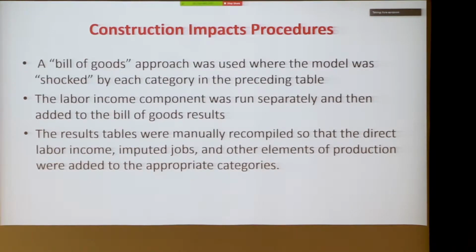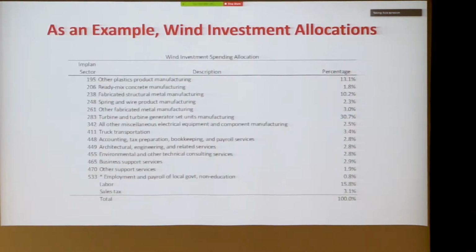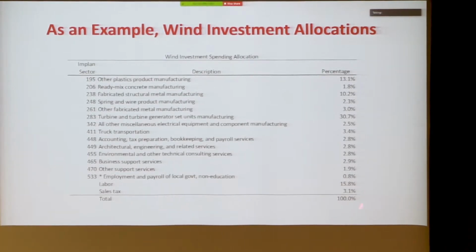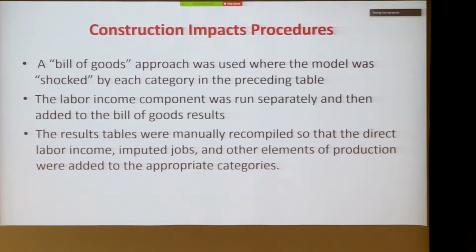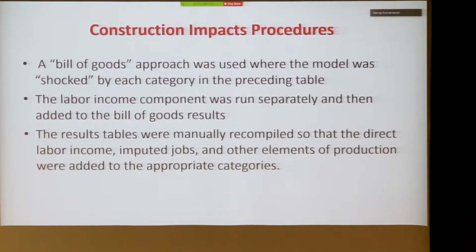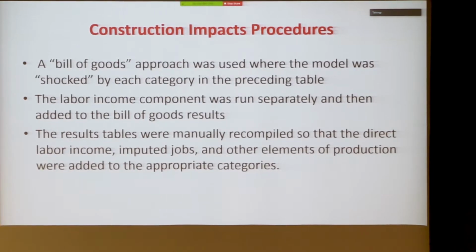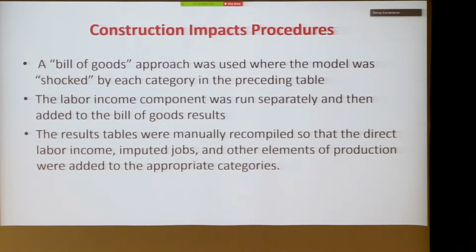Okay, so what do we do? Well, it's a bill of goods approach, and I shock the model by each one of these categories. How much did we spend on every wind, solar, or whatever? We shock the model by these specific categories, and we do this bill of goods approach. Then we put the labor income in there, and then we put it all back together so that it sums up to what it's supposed to sum up to. So this is a case where when you're doing this in IMPLAN, you can't just push the button in the model and write out the results and have the answer. You have to do a few extra steps. So that's what was done with regard to the construction impacts.